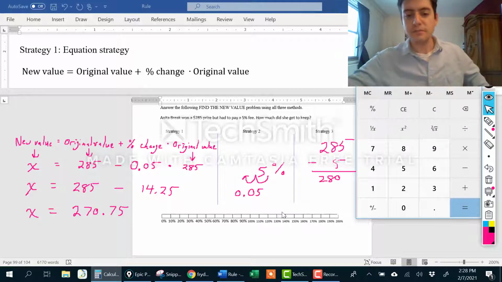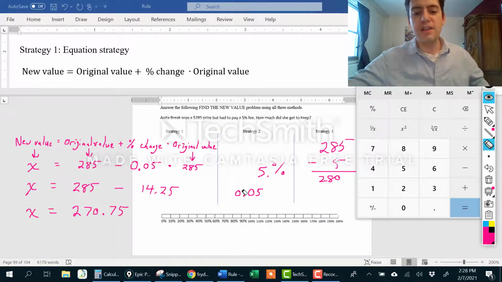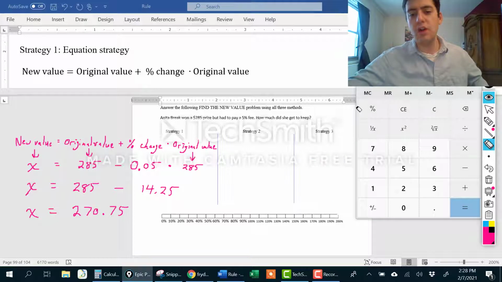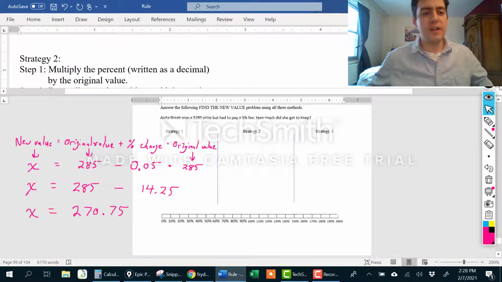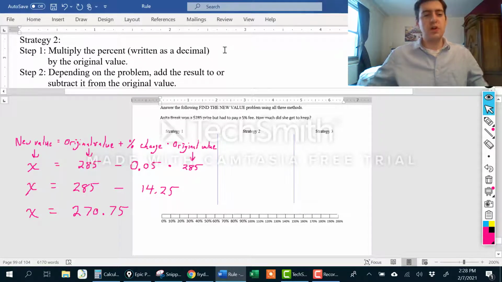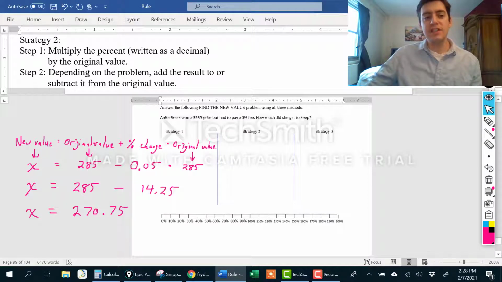$270.75 left. Okay, so let's go ahead and solve this same question using a different strategy, which I'm just going to call strategy 2. So I'll scroll down here, and I don't have a fancy name for this one. So I'm just calling it strategy 2. Here's strategy 2. Step 1 is you multiply the percent written as a decimal by the original value. Step 2, depending on the problem, add the result to or subtract it from the original value.